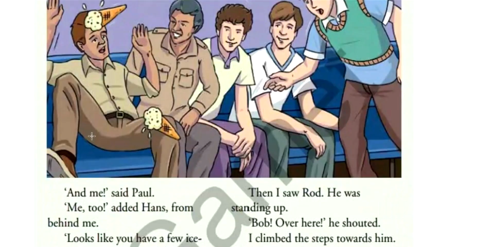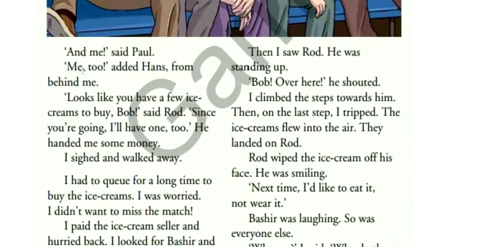Okay, let's see what happened. And me, said Paul. Paul كمان قال أنا كمان بدي. Me too, added Hans from behind me. يعني من ورايا برضو Hans قام وقال أنا كمان. تمام. Looks like you have a few ice creams to buy, Bob. شو يعني looks like you have a few ice creams to buy؟ معناها يبدو إنك حتجيب يعني كذا آيس كريم مش واحد بس. Said Rod. Since you're going, I'll have one too. He handed me some money.